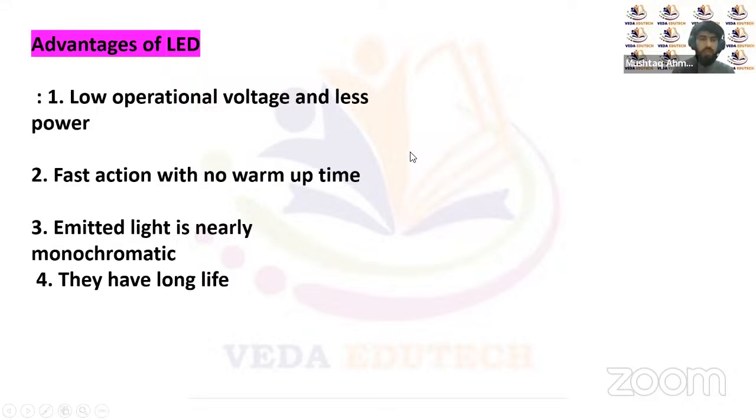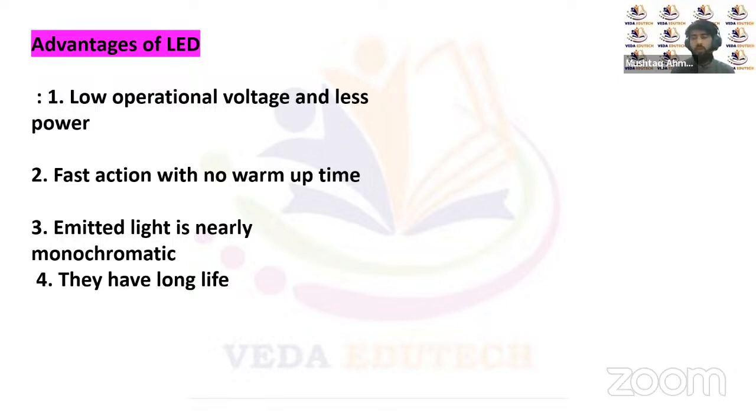Now, the advantages of LEDs are that their operational voltage is very low, and they consume very little power, right? That's the reason we use LED bulbs and all, because of their low operational voltage and low power consumption, right? And the action of the LEDs is very fast. There is no delay in the action, or we can say there is no warm up time for the LEDs. And we can actually use these LEDs to get nearly monochromatic lights, right? And one more important property of these LEDs is their durability, right?